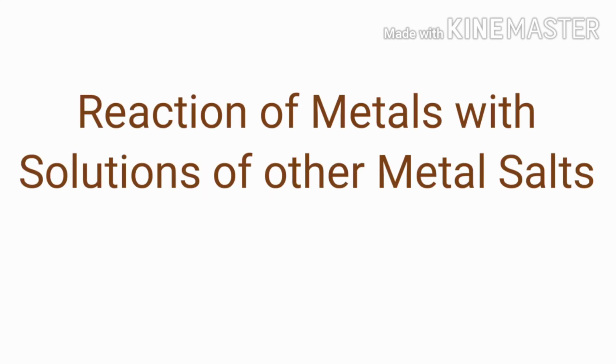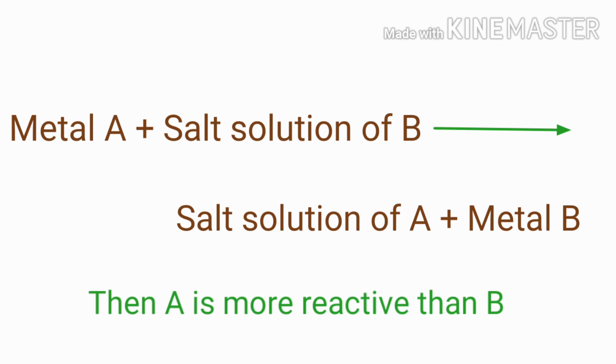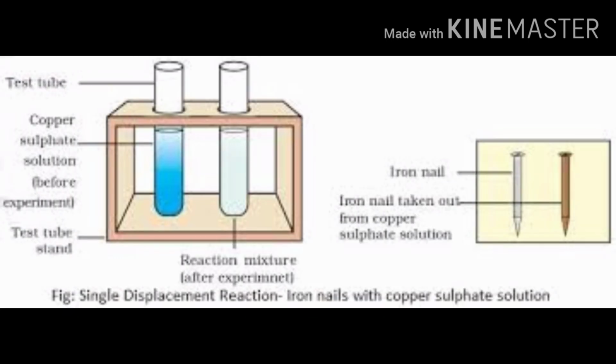Next topic, the reaction of metals with the solutions of other metal salts. More reactive metals can displace less reactive metals from their compounds in solution or molten form. That is, if a metal A displaces metal B from its solution, it is more reactive than B. For example, if we put an iron nail in copper sulfate solution, the iron will displace copper from the copper sulfate solution. This is because iron is more reactive than copper, and as a result of this displacement reaction, the blue color of the copper sulfate solution changes to green.